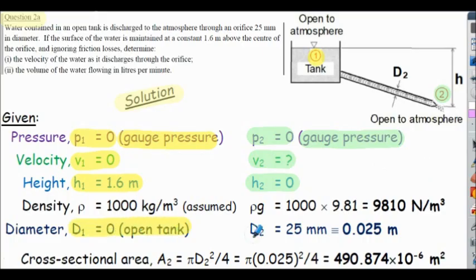V1 is assumed to be 0, and D2, we're given the diameter in the question. Notice I've converted it to meters here. And we can work out the cross-section area A2 in meters squared.